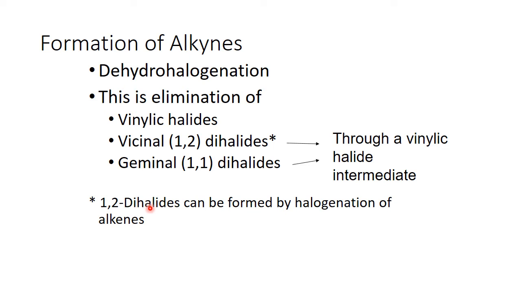How can you make the dihalides? Well, you can form a 1,2 dihalide by just doing halogenation of an alkene. So if you have an alkene, let's say you add bromine across the double bond, and then you can treat with 2 potassium hydroxide, and then it forms an alkyne. So we'll look at that in just a little bit.